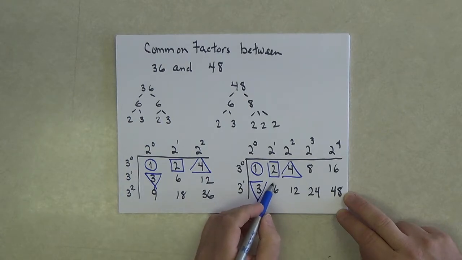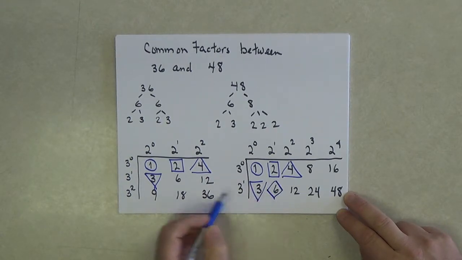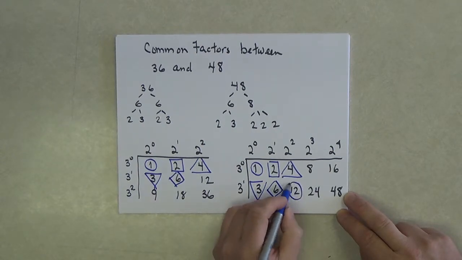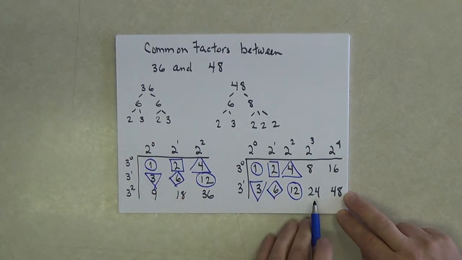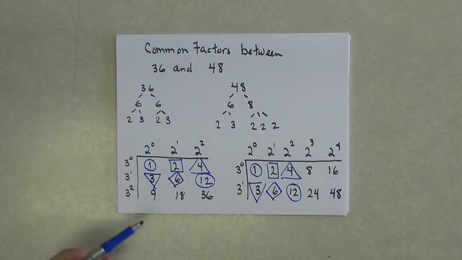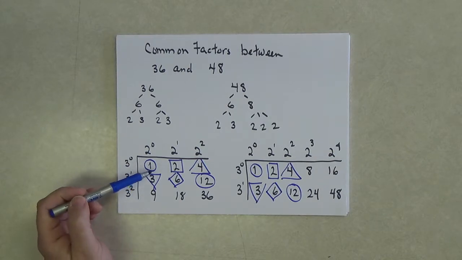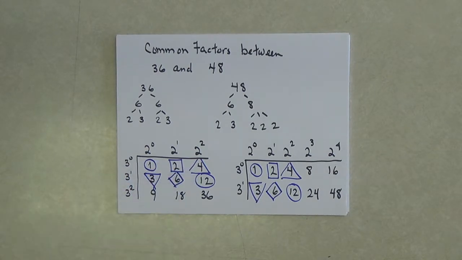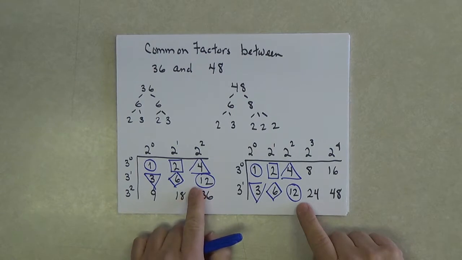6 is in common, 12 is in common, I'm going to go back to circle for 12. 24, no. 48, no. So these two numbers have common factors of 1, 2, 3, 4, 6, and 12. But in mathematics, what we want to determine is the largest or the greatest in value of all of these common factors, and we see that would be 12.